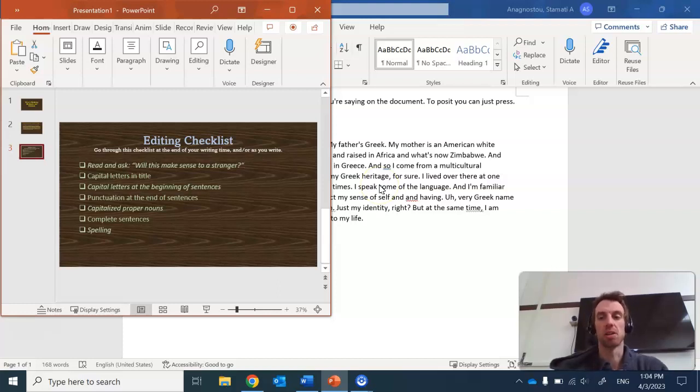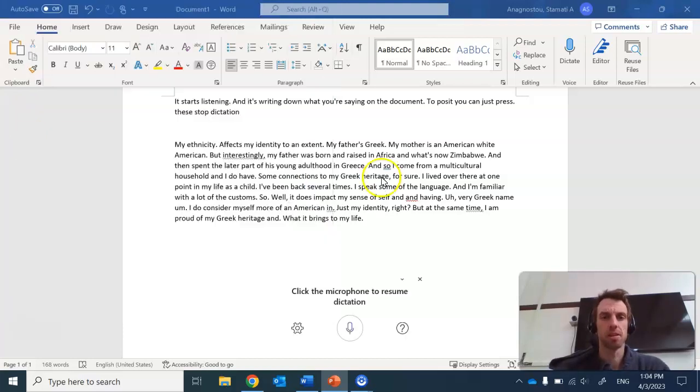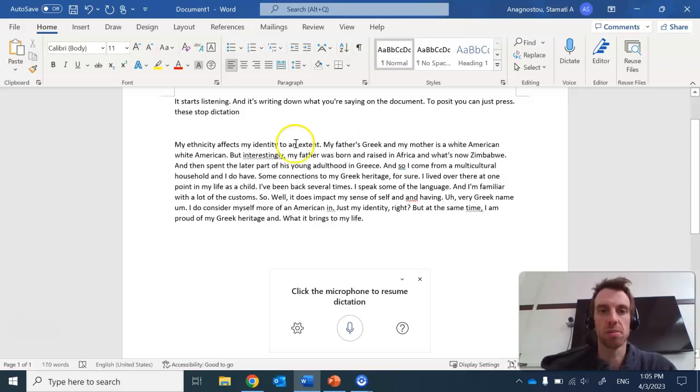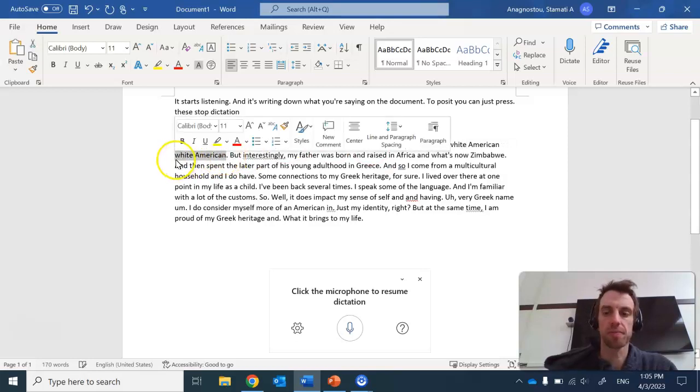In this case, we're going to have to translate that spoken word into something that makes sense in the written language. My ethnicity, period, affects my identity to an extent. All right, well, right there, I'm going to need to change that. So my ethnicity affects my identity to an extent. My father's Greek, and my mother is an American, white American. So I'm just going to say is a white American.